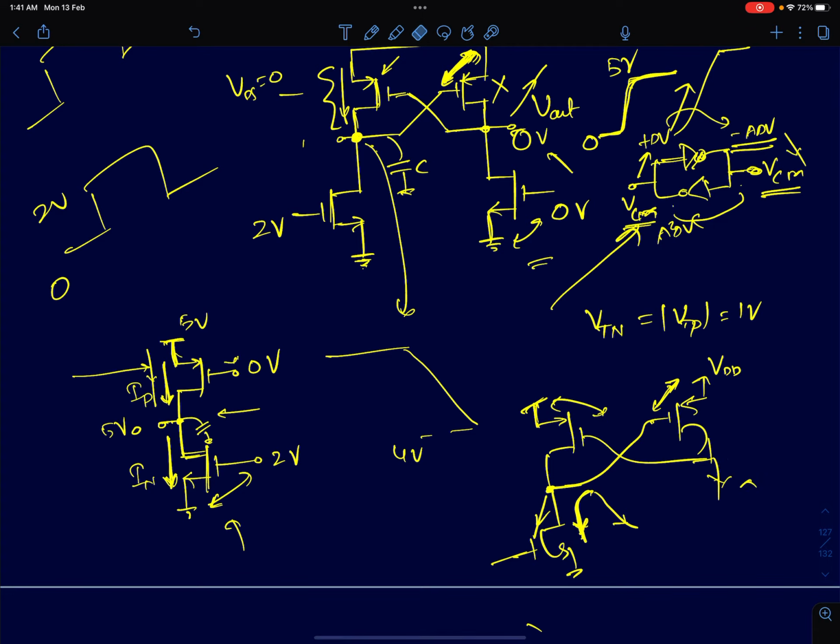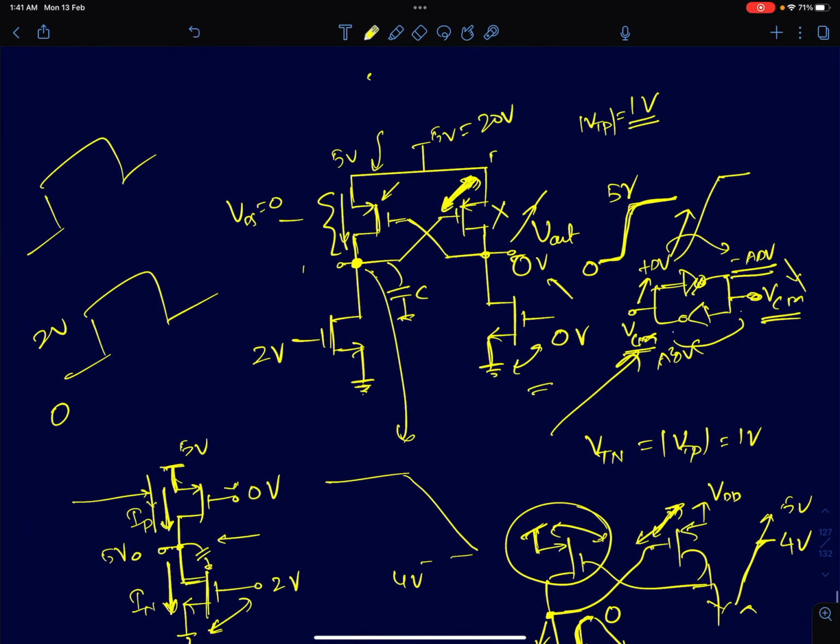As this happens, this node voltage starts rising and rising and rising, and when it reaches 4 volts, this PMOS is cut off. When this PMOS is cut off, you have just NMOS discharging this node. NMOS will pull this node to 0 volts. And when this node is pulled to 0, your PMOS gets the full VGS and it will charge this node to 5 volts. Okay, so now we were able to push this node to 5 volts.